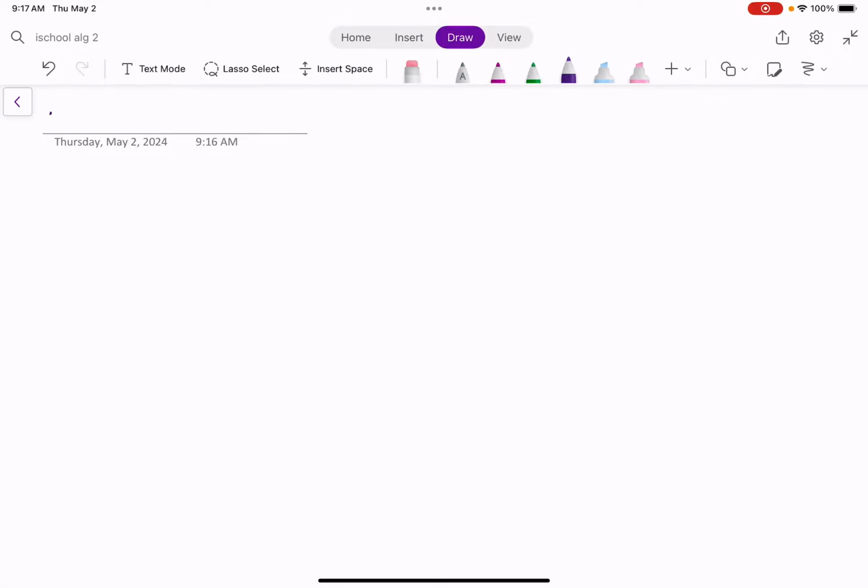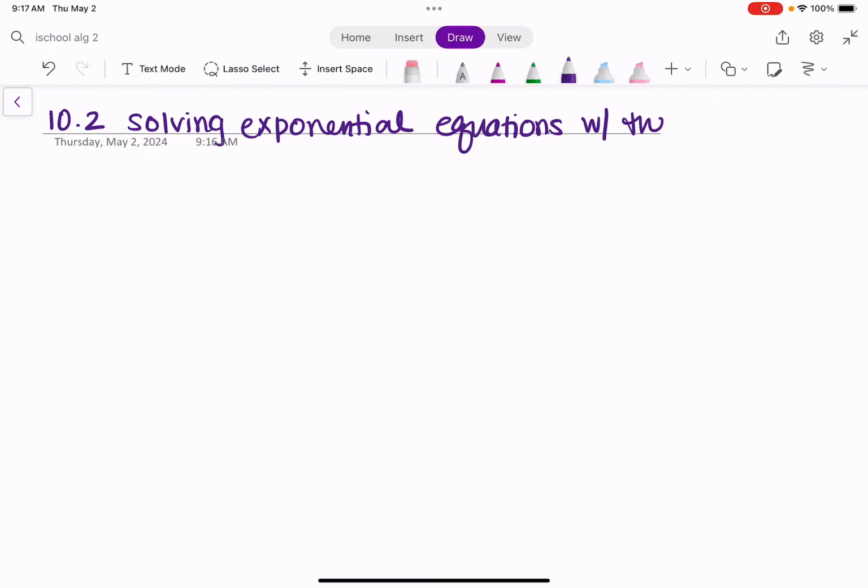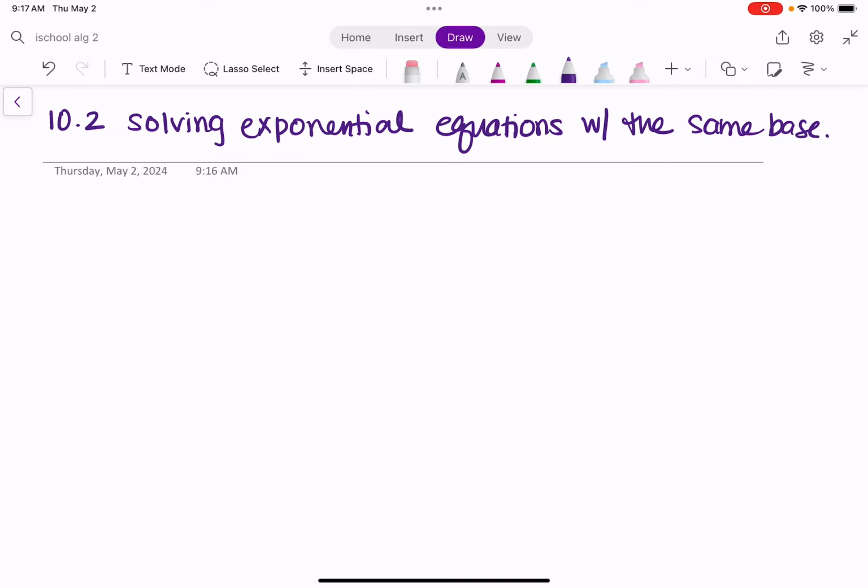Okay, so today is 10.2, solving exponential equations with the same base. Okay, so there is a property relating to exponents that says the following.